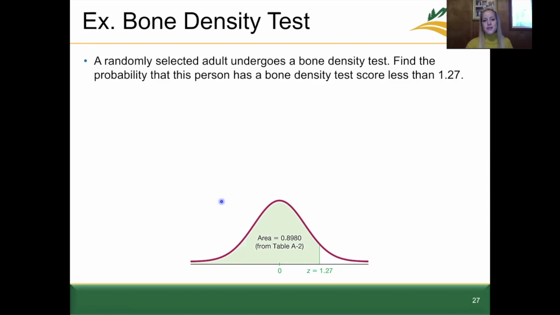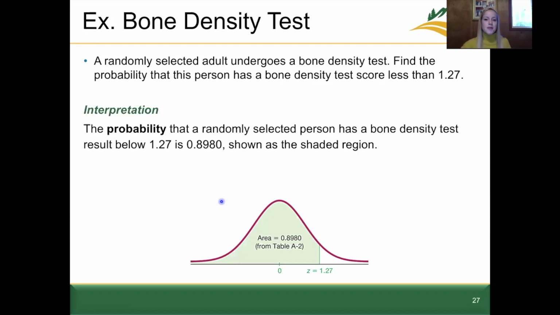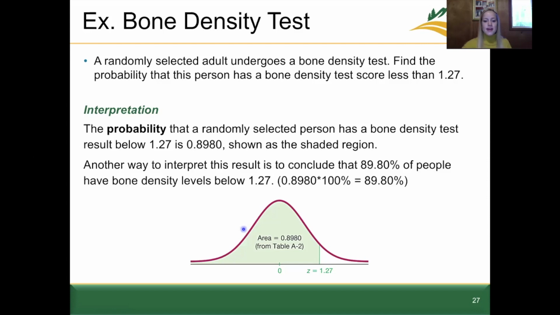Let's also talk about how we interpret that probability value. The probability that a randomly selected person has a bone density test result below 1.27 is 0.8980. This probability value corresponds to the area under the curve, or this shaded region here. Remember that probabilities can go from 0 to 1 or 0 to 100%. So another way to think about this is that 89.80% of people have a bone density level below 1.27. How do we go from a number into a percentage? We multiply by 100.